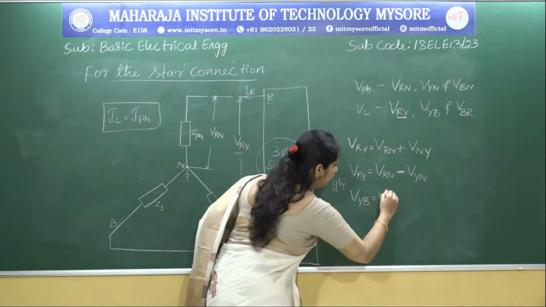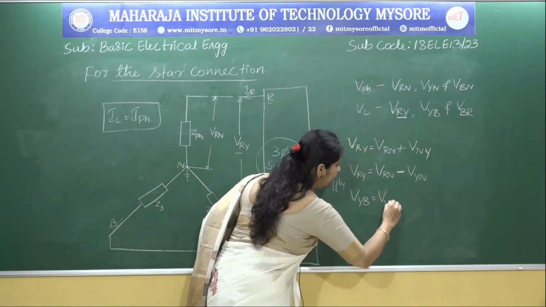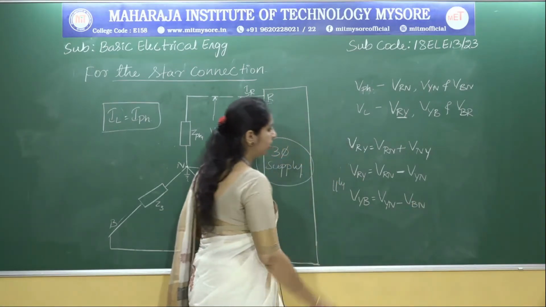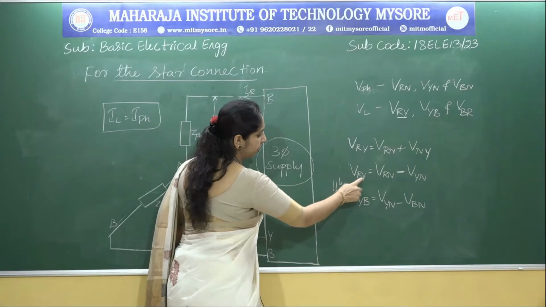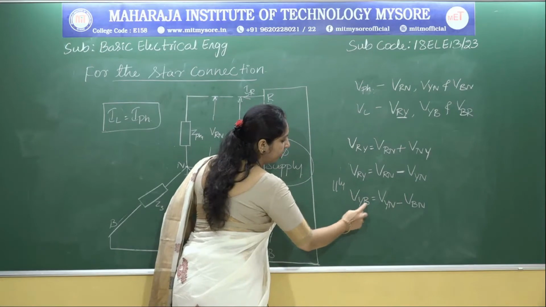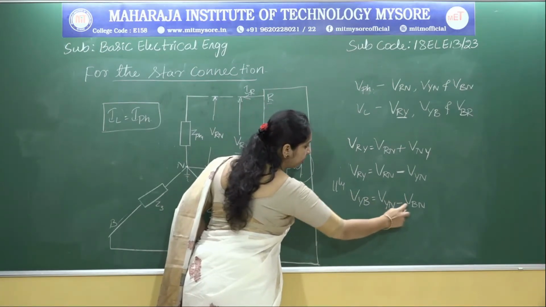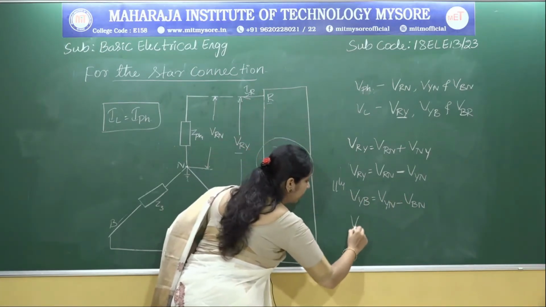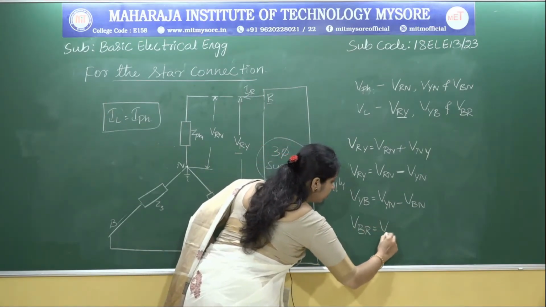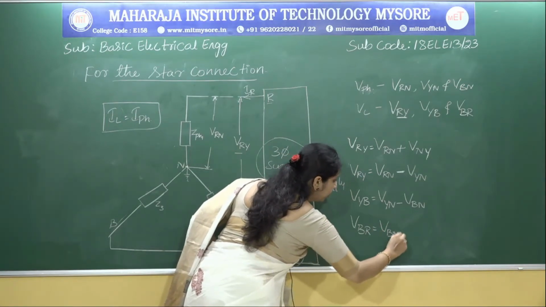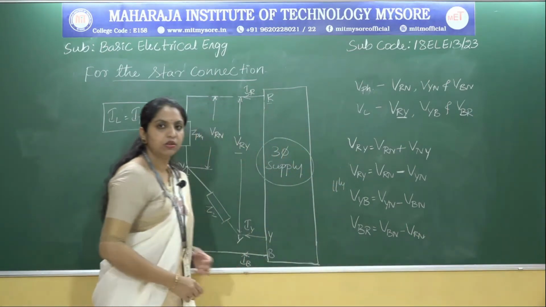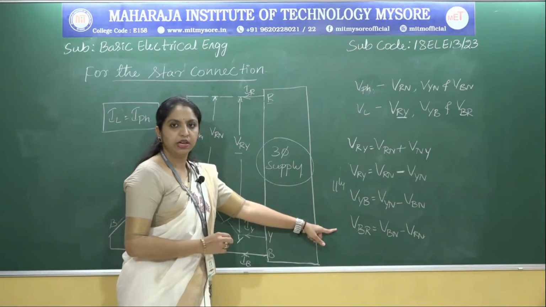So what is VYB? Straight away I can write VYN minus VBN. Okay, because for RY, to remember, you can have this RN and YN. Similarly, YB means YN minus BN, that is VBN. And we can have one more expression, that is from VBR. So what is VBR? This can be written as VBN minus VRN. Okay, so we can have three sets of equations.